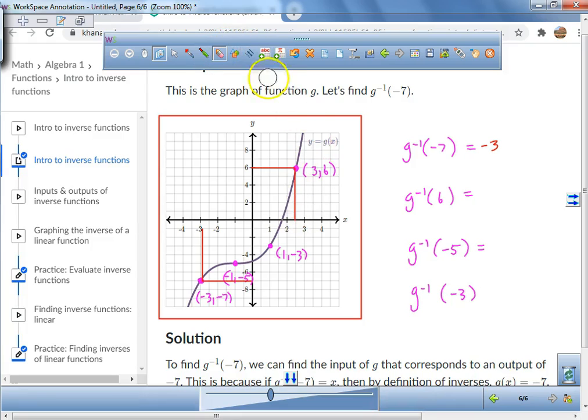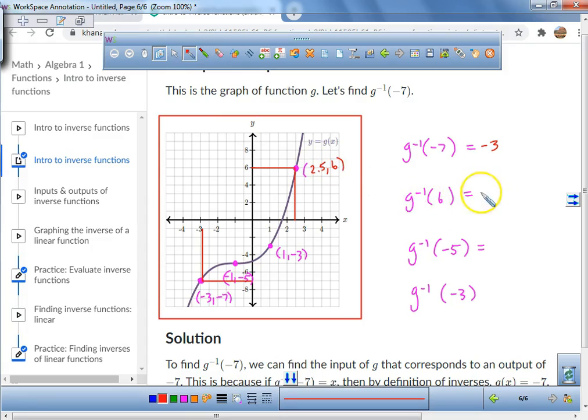Oopsie. My apologies. That's not a 3 right there. What would you guys say that is? 2.5. Put 2.5, comma 6. So the inverse of 6 is 2.5. That's a much better representation.